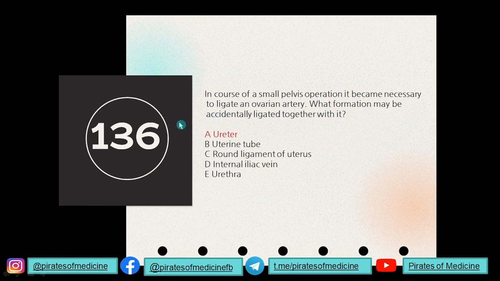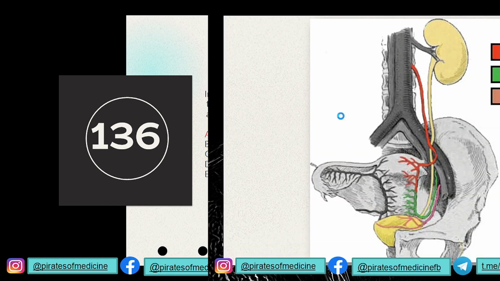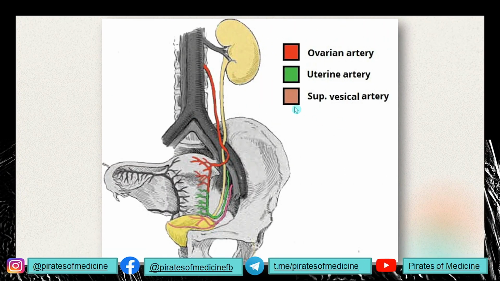136. In the course of a small pelvis operation, it became necessary to ligate an ovarian artery. What formation may be accidentally ligated together with it? So if you remember, I told you that in the course of operations of the reproductive system and the urinary system, what you need to remember is that the ureters lie very closely to the uterine artery and the ovarian artery.